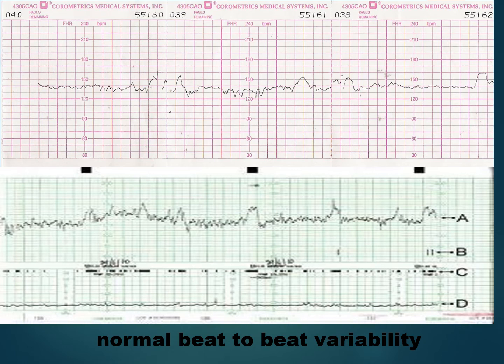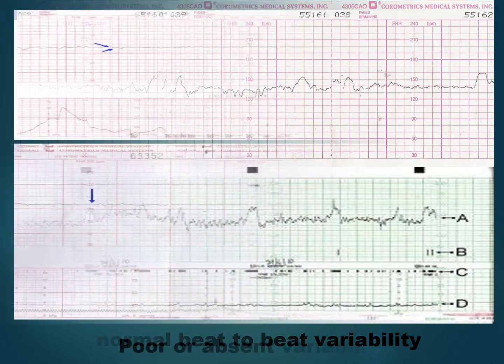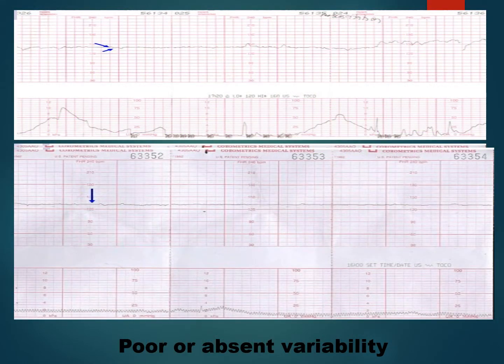The lower CTG presents the reactive CTG. We have the accelerations, we have good variability, we have no decelerations, and we have a normal baseline. This is an example of a CTG with poor variability.